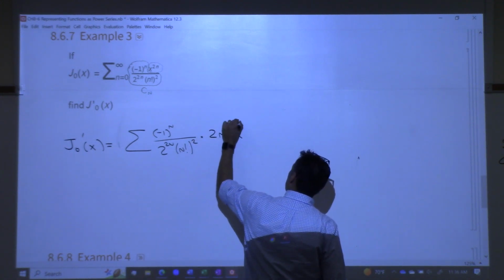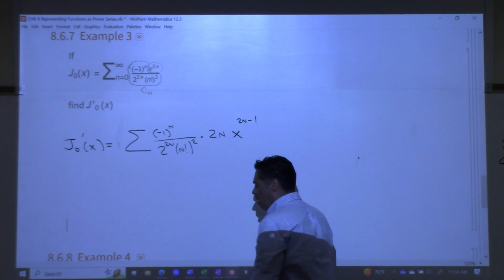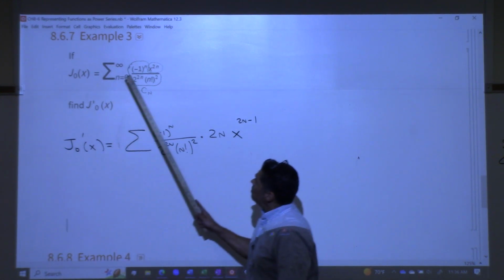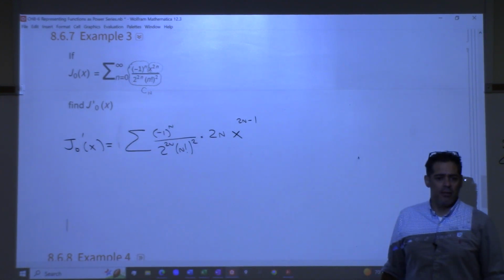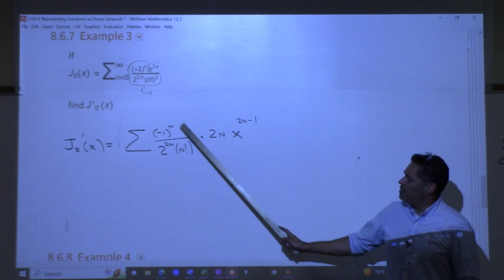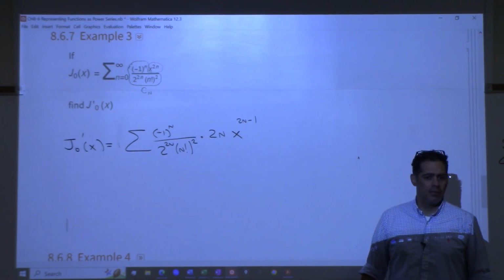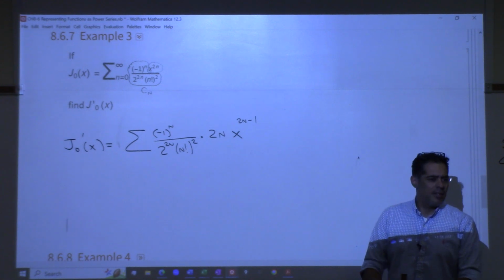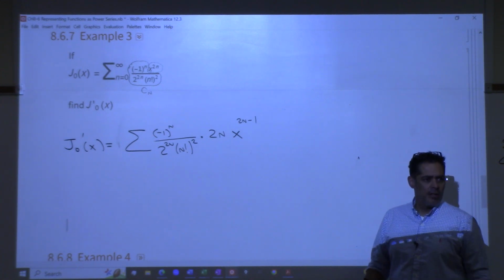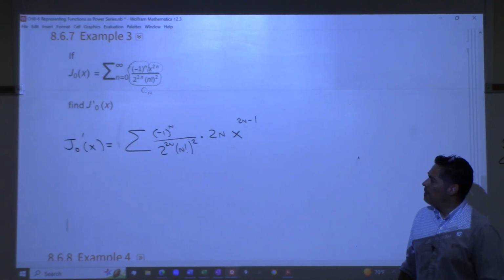2n x to the 2n minus 1. All that is the power rule on the x to the 2n. Everything else stayed the same because it's a constant. Well, it's a constant as we vary the n's, right? It's not affected by the x.